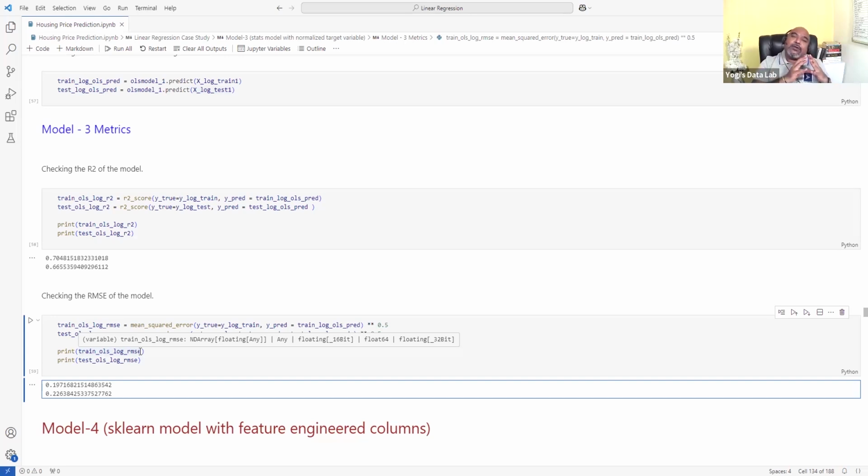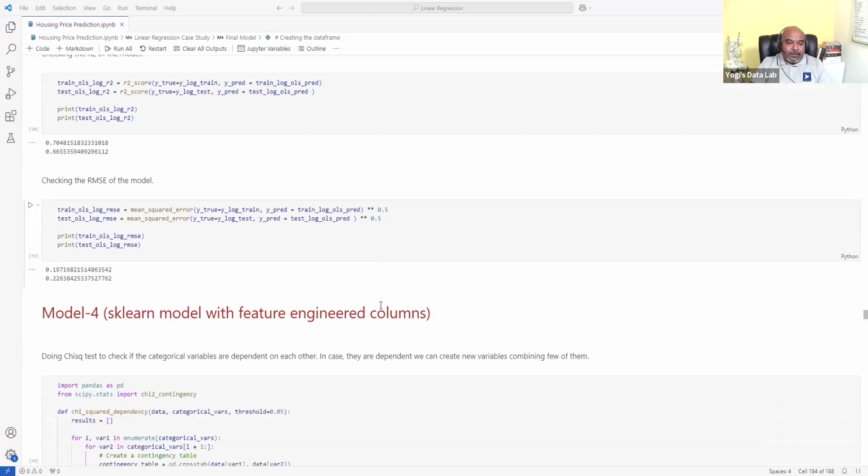So we'll now stick to the sklearn model. We already know that the stats model and sklearn model are giving similar results. So we'll stick to the sklearn model and we will build it after doing some feature engineering. So let us start with that.